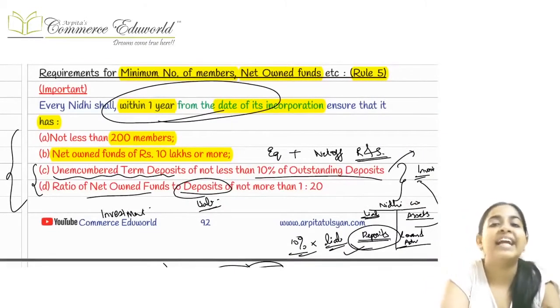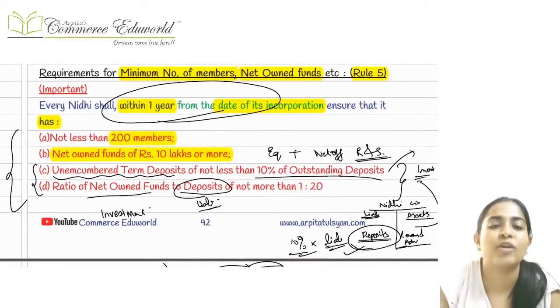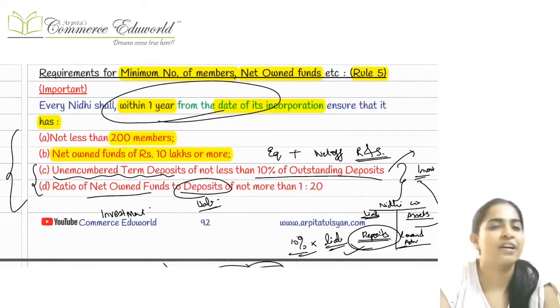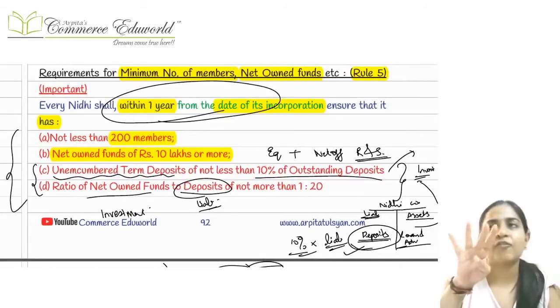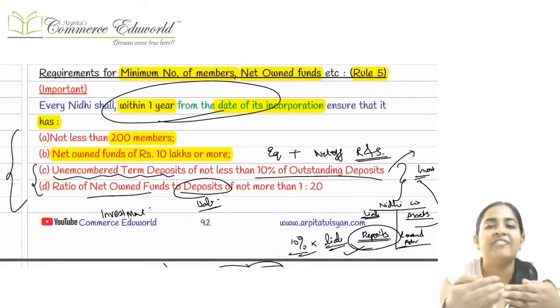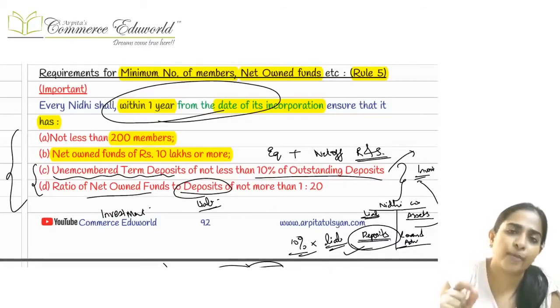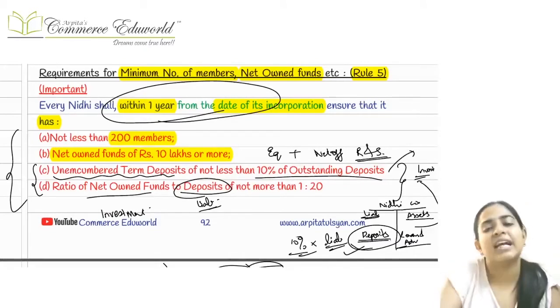Okay, it should have net owned funds. A Nidhi company should have net owned funds of at least rupees 10 lakhs. These are the 4 conditions which must be fulfilled within 1 year. They have given a buffer period that at least within a period of 1 year from the date of incorporation, these conditions must be fulfilled.